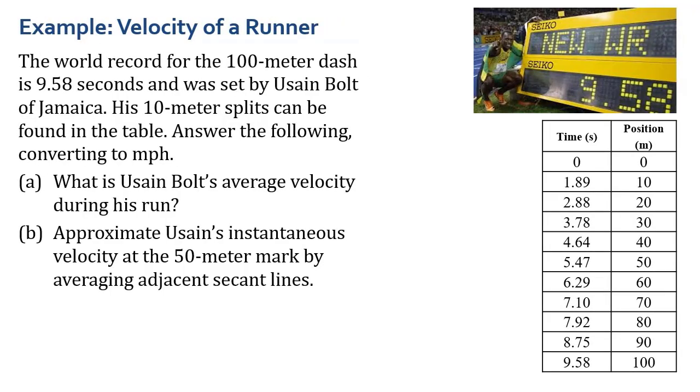Example, velocity of a runner. The world record for the 100-meter dash is 9.58 seconds and was set by Usain Bolt of Jamaica. His 10-meter splits can be found in the table. Answer the following, converting to miles per hour. Let's start with part A.